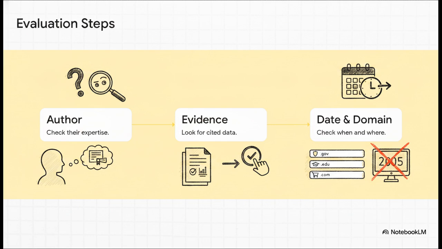Step 3. Check the date and the website domain. Look, an article about computer hardware from 2005 is totally useless today because technology moves way too fast, and check that domain. Here is a little pro tip for your school projects. Is it a .gov or a .edu? That usually indicates a trusted government or educational institution. Or is it a .com, which might just be trying to sell you something? This checklist is literally your ultimate lie detector test.